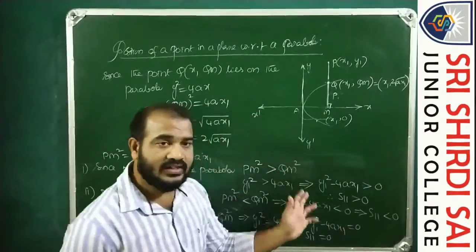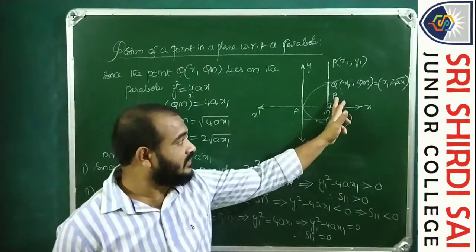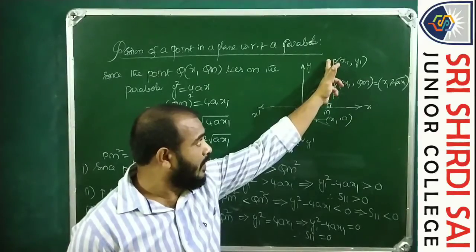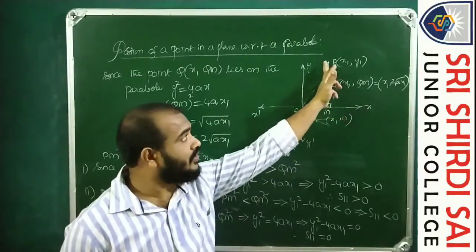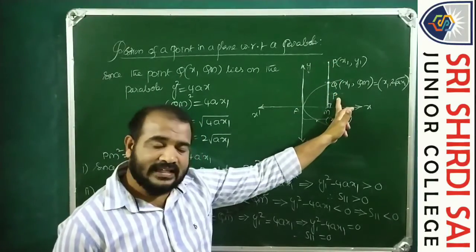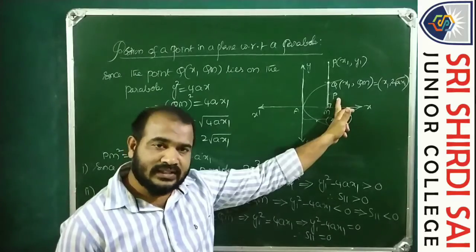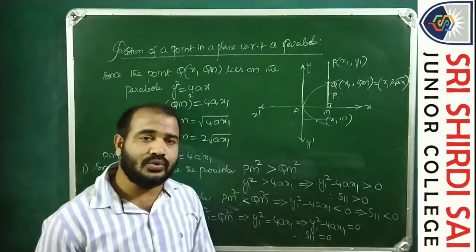So these are the three conditions when the point lies outside the parabola, inside the parabola, and on the parabola. Outside the parabola, S11 is greater than 0. If P lies inside the parabola, S11 is less than 0. If P lies on the parabola, S11 equals 0.